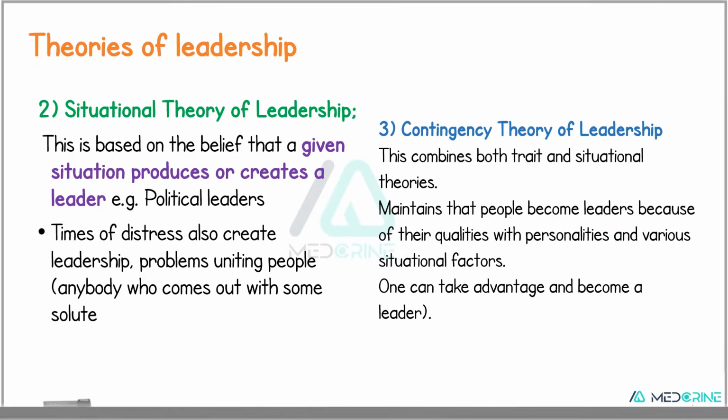Then another theory of leadership is the situational theory of leadership. This situational theory is based on the belief that a given situation produces or creates a leader. For example, political leaders. Times of distress also create leadership. Problems unite people and anybody who comes out with some solution. And lastly, we have the contingency theory of leadership, which combines both trait and situational theories and maintains that people become leaders because of their qualities and personalities and various situational factors, and one can take advantage and become a leader.